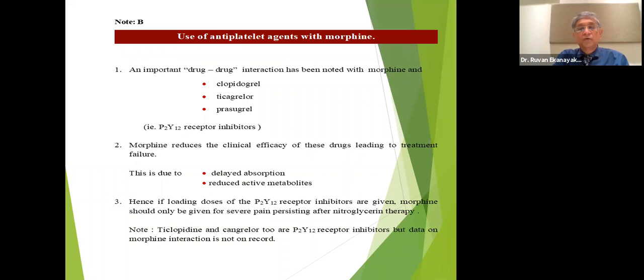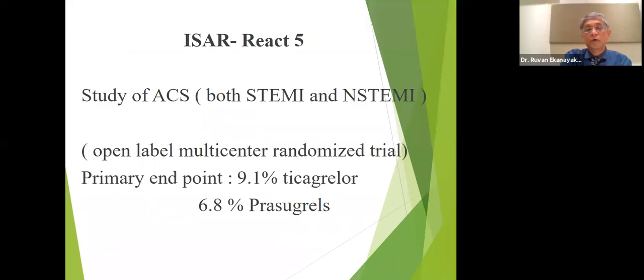Now, the use of antiplatelet agents with morphine, I initially spoke of this. Clopidogrel, ticagrelor, prasugrel, a drug-drug interaction has been recorded with morphine, so that the action of the antiplatelet agent is retarded when co-used with morphine. So morphine use should be reduced. The ISAR-REACT 5 trial studied acute coronary syndromes, both STEMI and non-STEMI. The primary endpoint was 9.1% in ticagrelor, 6.8% in prasugrel, indicating that prasugrel is superior to ticagrelor in the acute coronary syndrome scenario.